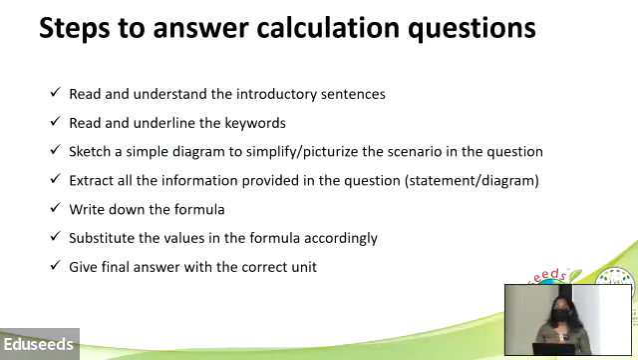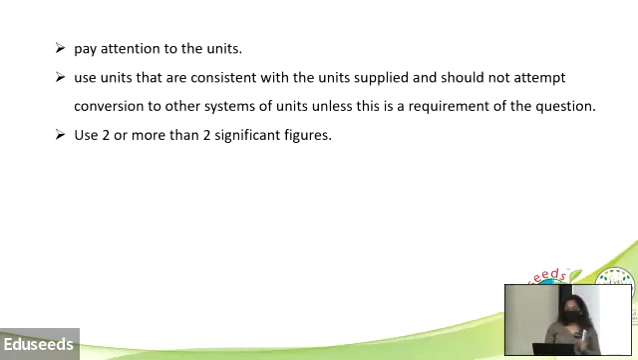Once you write the formula, you have already extracted the information from the question, right? So you start substituting the values. And then give the final answer together with the correct unit. You have to pay attention to the unit. Sometimes they give you density in kilogram per meter cubed, and then they give you the volume in centimeter cubed. It's not the same group of units, right? So you have to make sure they are the same to find the mass. Understand? Use units that are consistent with the units supplied and do not attempt conversion to other systems of units, which means if the question already gives you kilograms and never asks you to convert to grams, don't convert it.